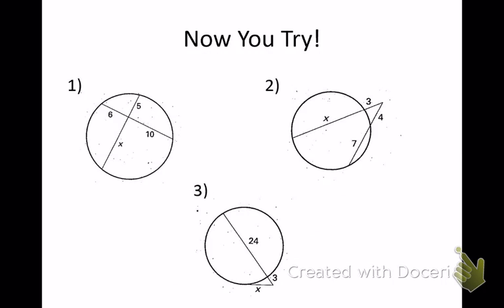Now, try it. There are 3 problems here. Think about where the segments are crossing. Find that window in your spinner and put this together. Stop the video, give it a shot, start it back up and see if you're right.